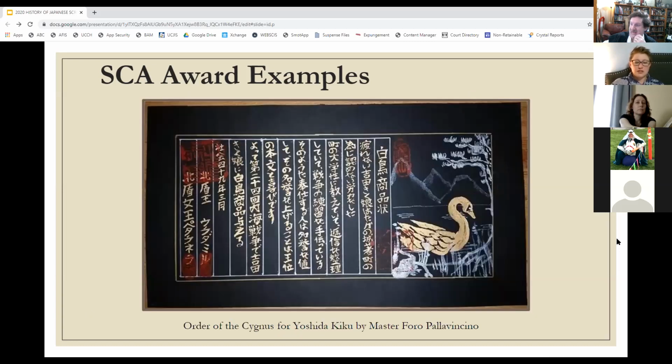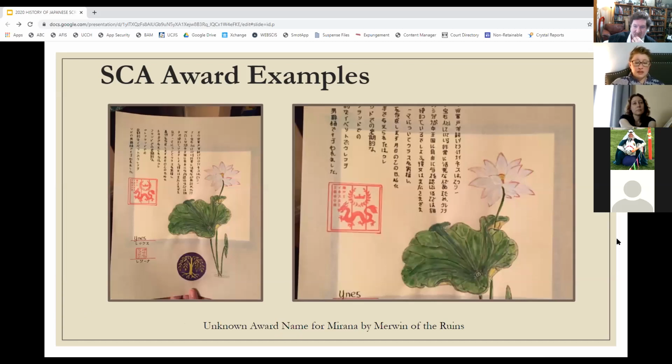This is the Order of the Cygnus for Yoshida Kiku by Master Foro Pallavicino, and lots of hanko still. I really like the hanko look. It's just really nice. This is an unknown award name, and I don't know why I didn't get that award name. They just said, here's my award.